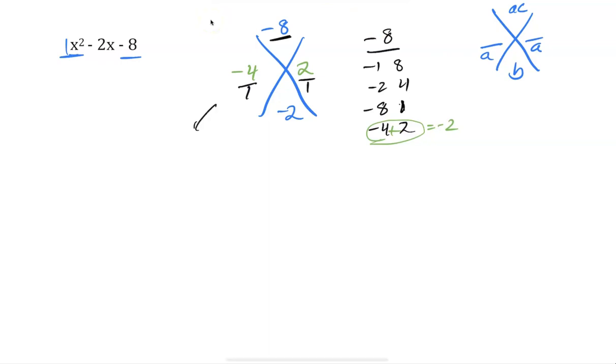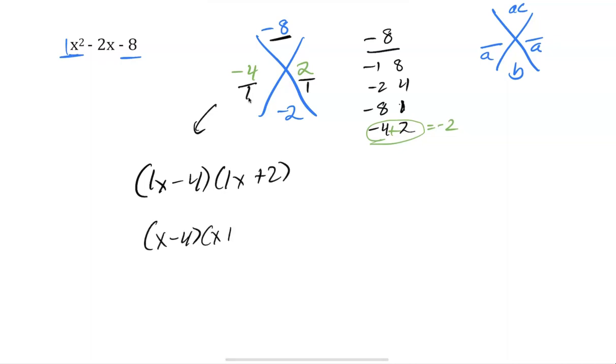Then we just rewrite it. And we go, okay, that's going to be, remember, bottom's first. So the bottom goes first. So 1x minus 4. This one will be 1x plus 2. And as always, you can write it without the 1 if you want. Either way is fine. But see how that was a lot faster?